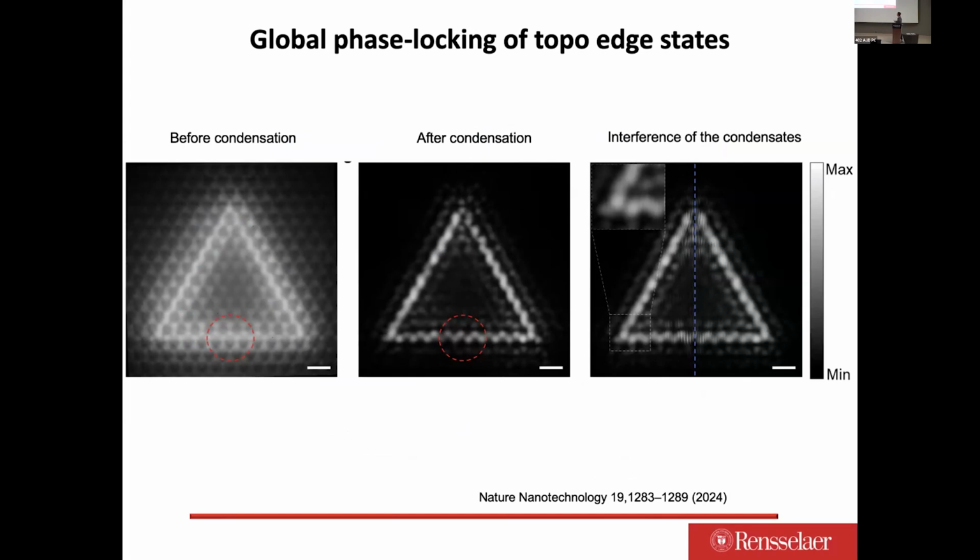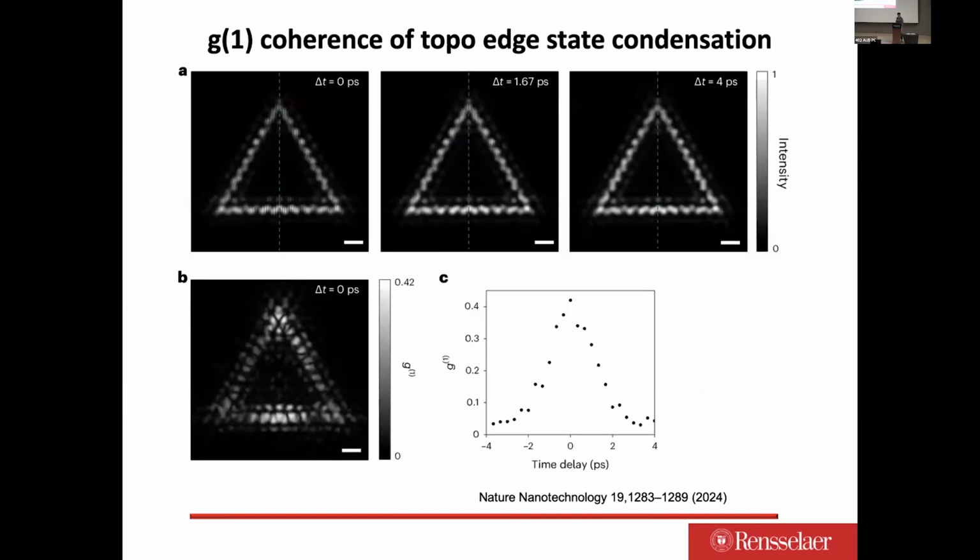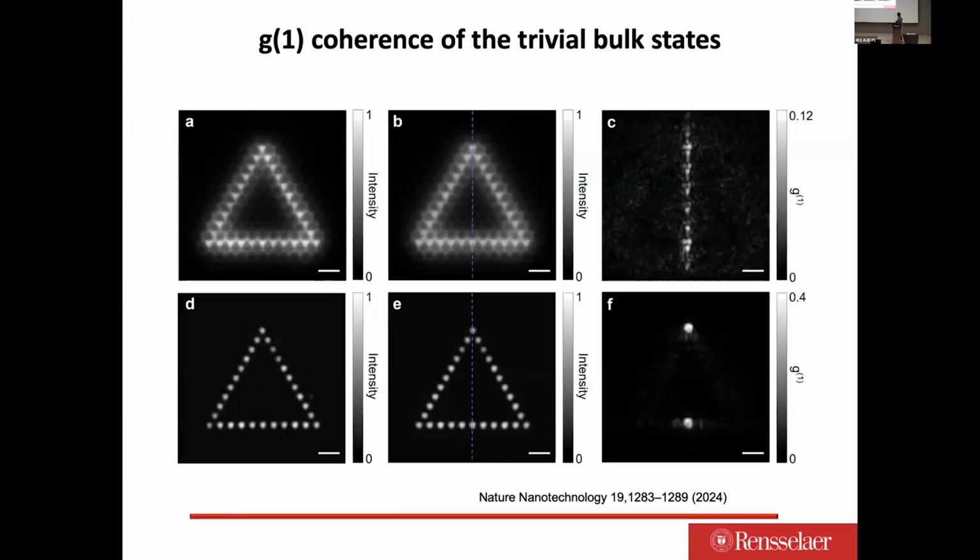If you do an interference pattern before condensation and after condensation, you will see after condensation, you see interference pattern everywhere. So we have a better sample here. You can see the interference pattern is everywhere built up. And one can map the spatial coherence by extracting the G1 coherence. You can see this G1 coherence is everywhere starting to build up. If you have the trivial bulk states, you only have the interference in the mirror symmetry because it's self-interference. So you never form a topological mode where every part behaves like one particle.